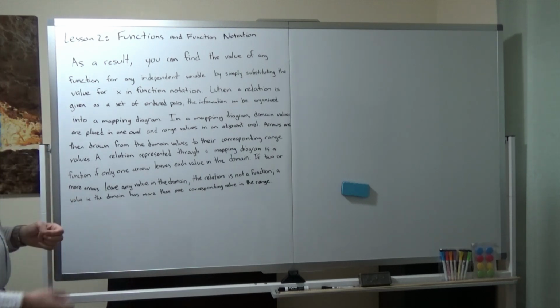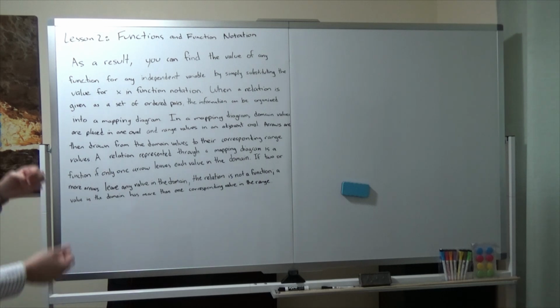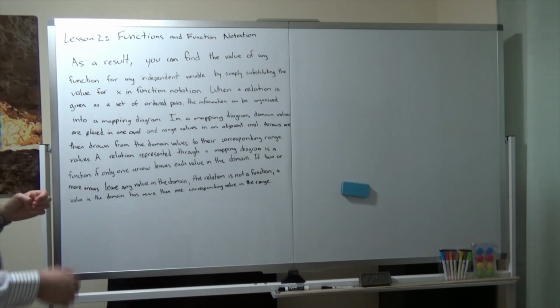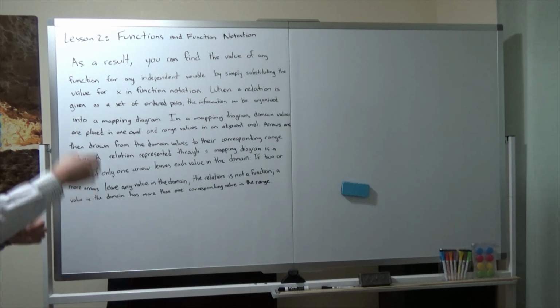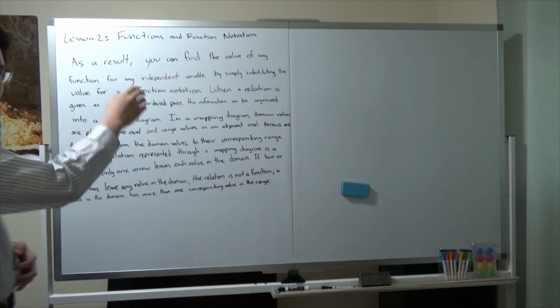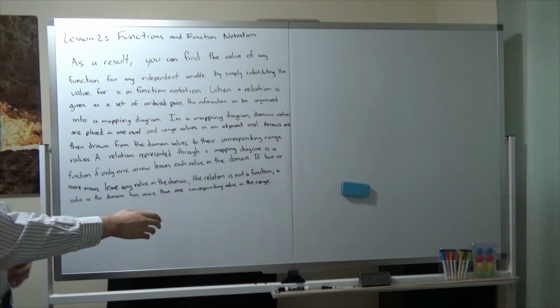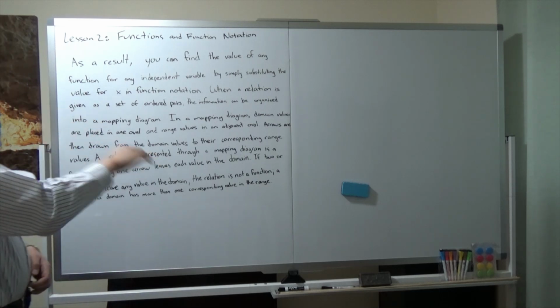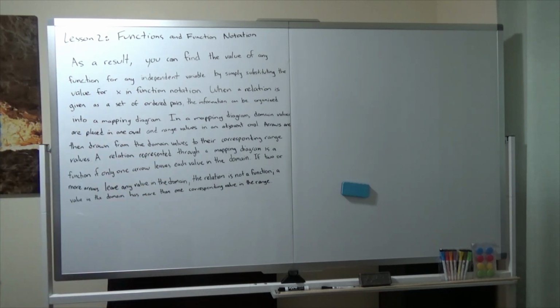When a relation is given as a set of ordered pairs, the information can be organized into a mapping diagram. In a mapping diagram, domain values are placed in one oval and range values in an adjacent oval. Arrows are then drawn from the domain values to their corresponding range values.